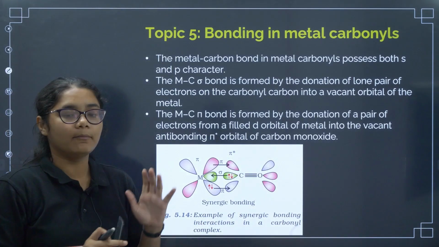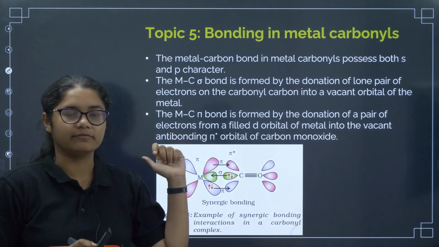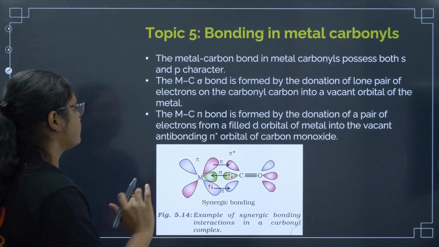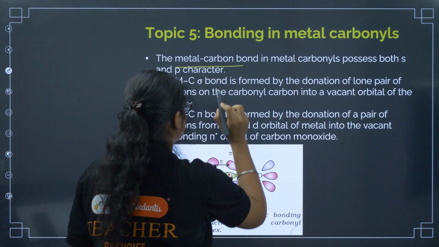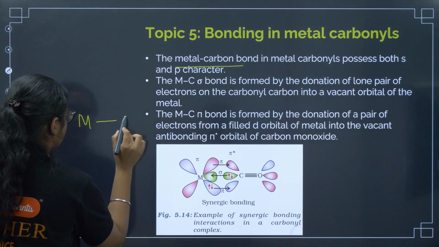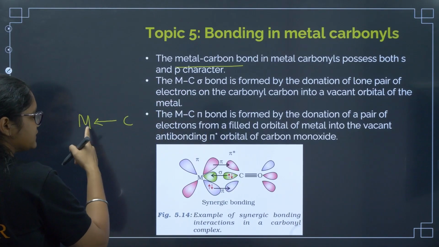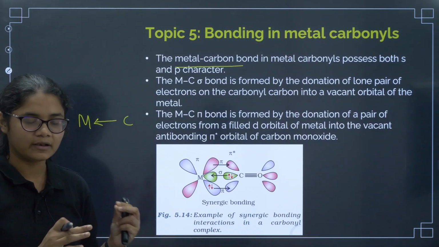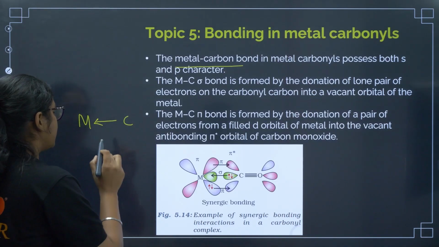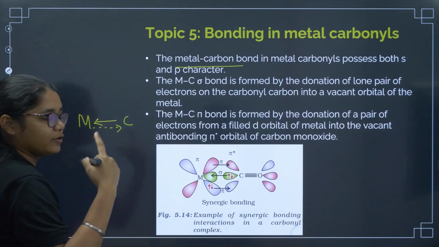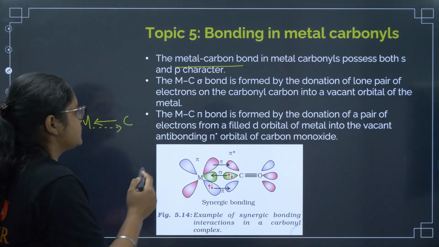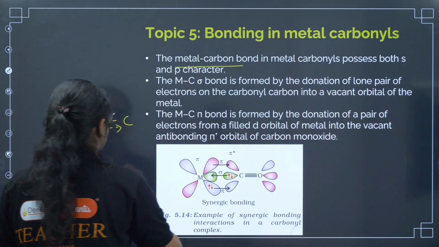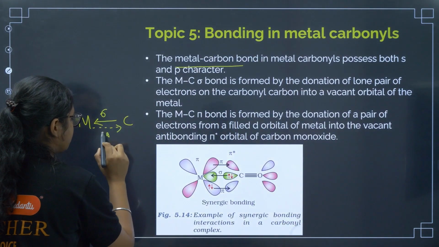Next, coming to bonding in metal carbonyls. I told you this is not a very important topic, but we can understand it in a very short way. First of all, there is a metal carbon bond. Carbonyl donates electrons to the metal, which is what every ligand does. What is special here is that the metal also donates electrons back to the carbon, right? So the metal carbon bond in metal carbonyls possesses both sigma and pi character. So this is the sigma bond and this is the pi bond.